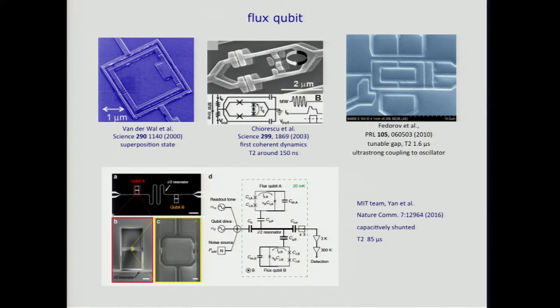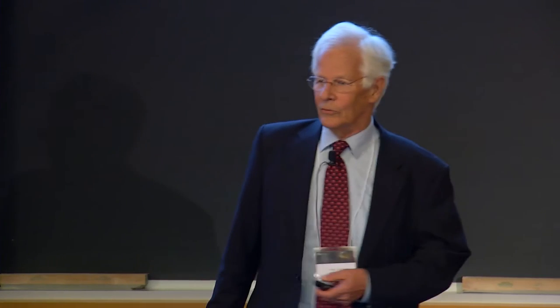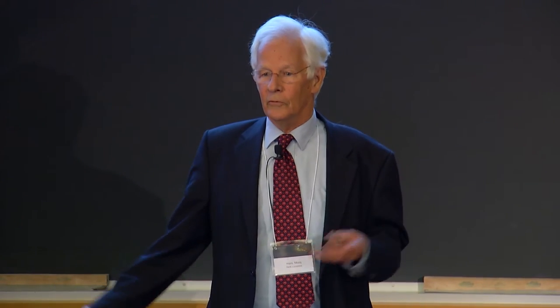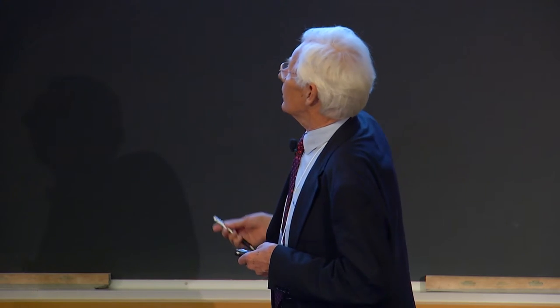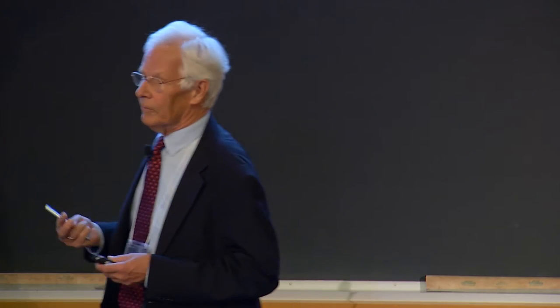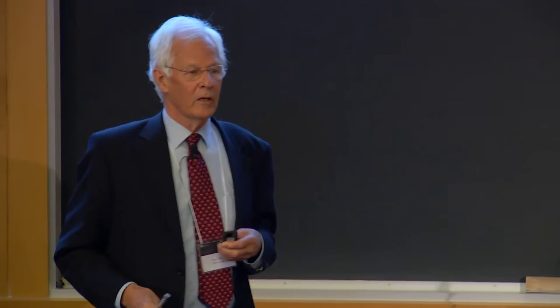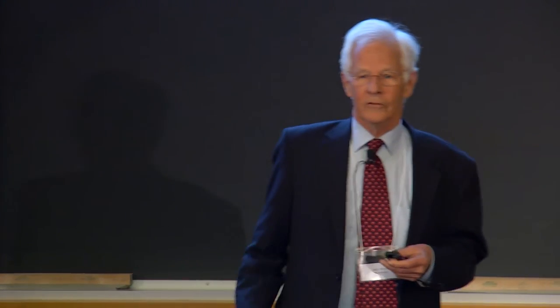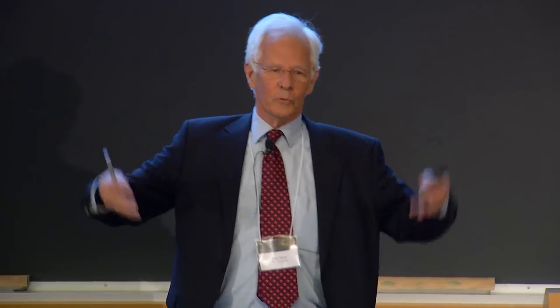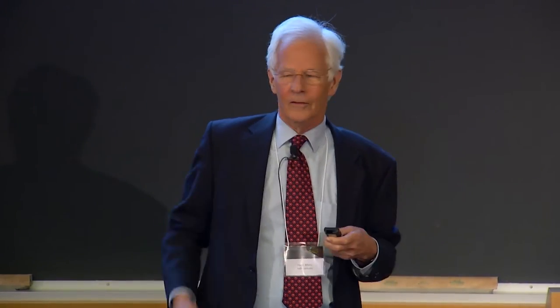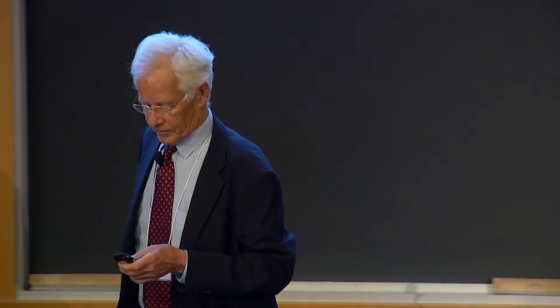And now there's a recent paper by the MIT group, the fantastic Oliver group in MIT, and they improved the flux qubit much more, and nowadays it has a coherence of order, let's say, this is T2, 85 microseconds, and it can be improved still. And it has certain advantages. For instance, it can be coupled extremely strongly to a resonator. So you can have not just strong coupling, you can have super strong or ultra strong coupling. The coupling can be stronger than the level splitting, if you want.